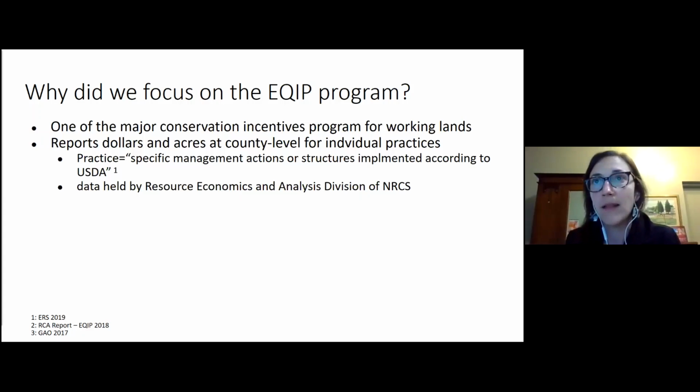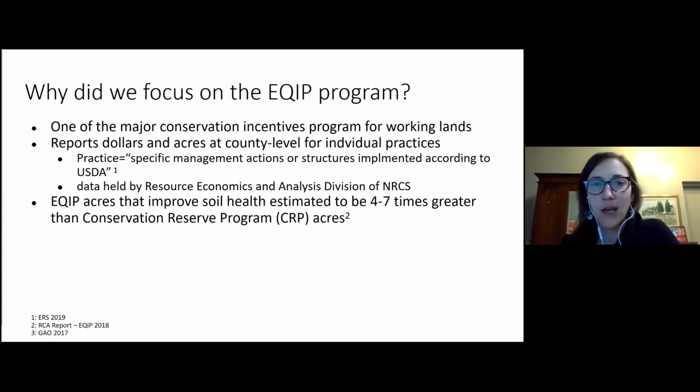That language, practice, is something I'll use regularly here, and a practice means a specific management action or structure. That's the definition. And we were able to just do a public records request to get all of this information. Because the EQIP program has a lot of good, well broken out data, we chose to go with it. There is an opportunity to get data like this for the CSP program, but it's much more complicated. And so this is what we went with.